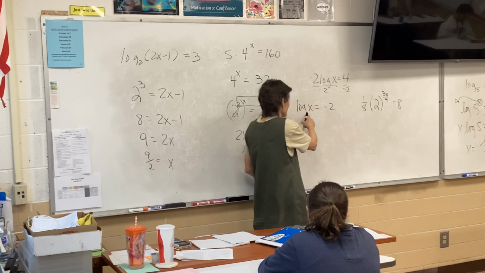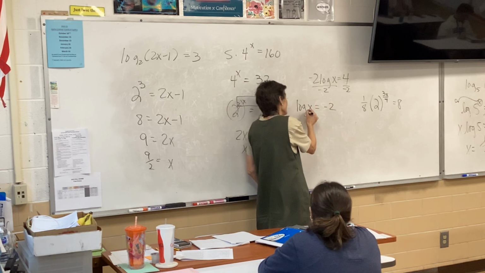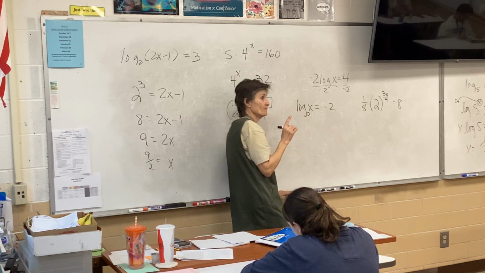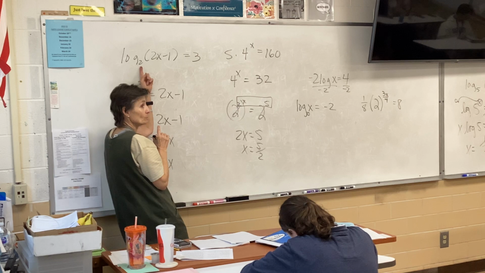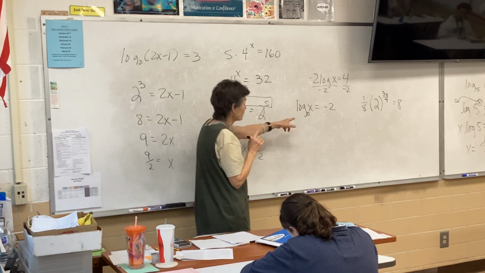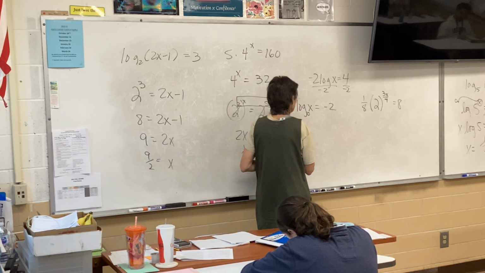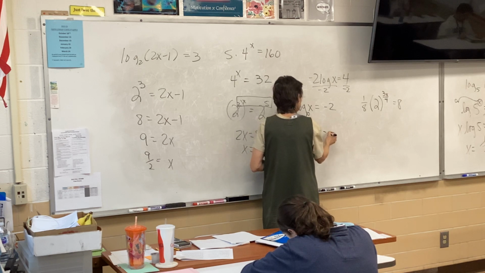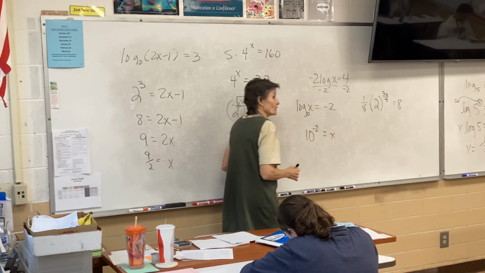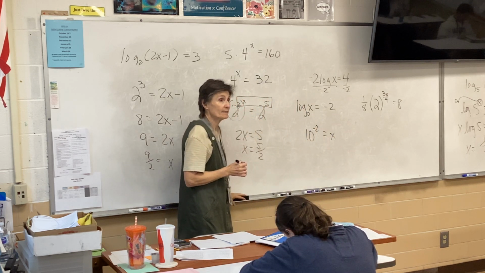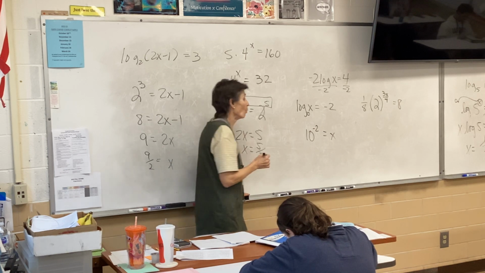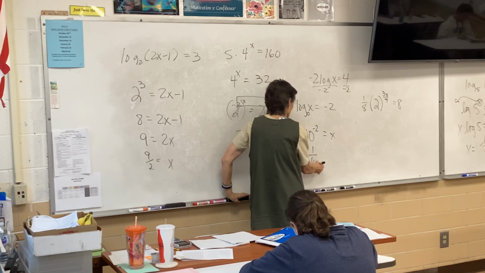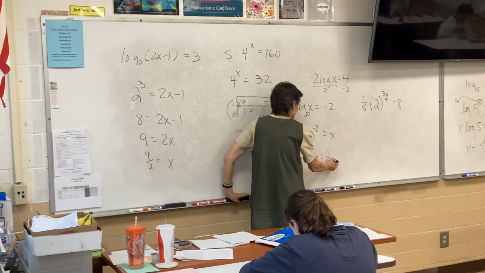Okay, what's my base on this? 10. If LOG doesn't have a base, this one had a 2. If it doesn't have a base already written, you know it's 10. So 10 to the -2 equals x. What does 10 to the -2 mean? 1/10 squared, which is 1/100.